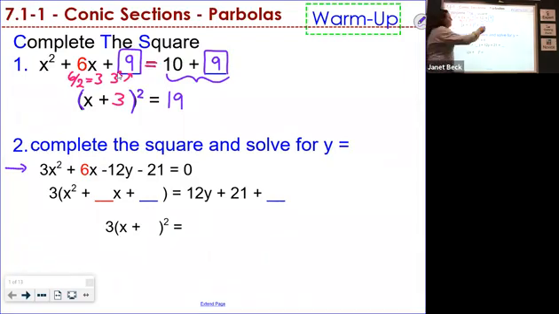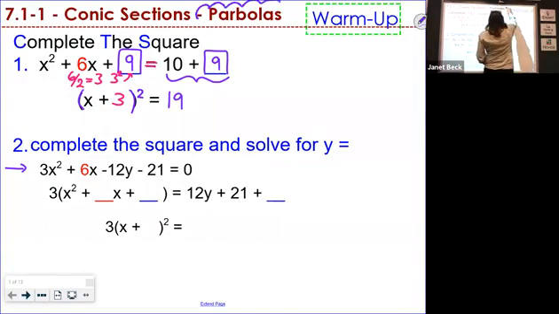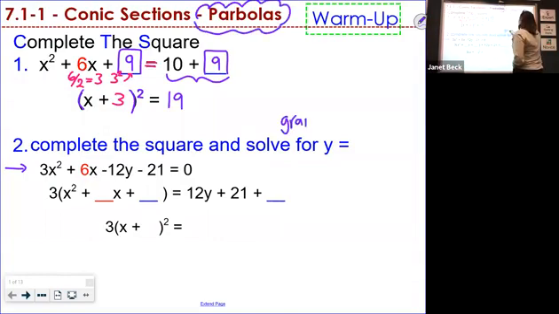Okay, so this is the equation of a parabola. That's what our lesson is about today. But we have to get it in some form where we can graph it. When you were in Algebra 2, you would have called that vertex form.